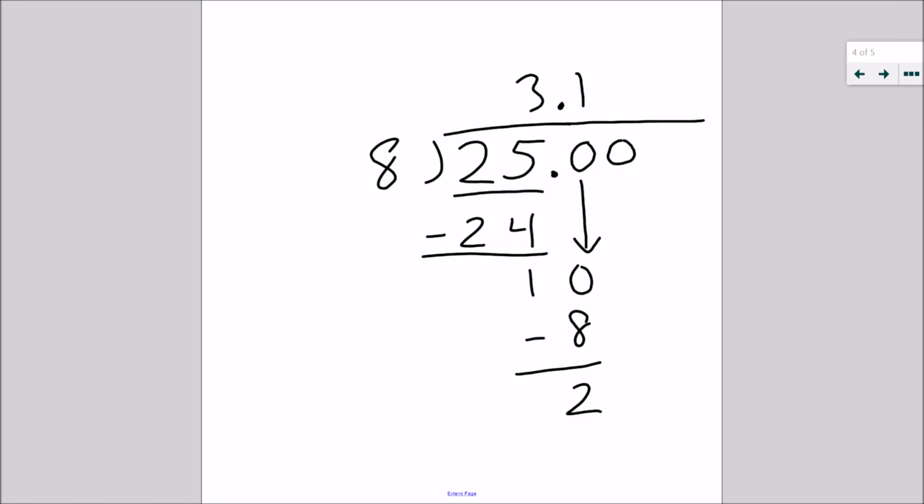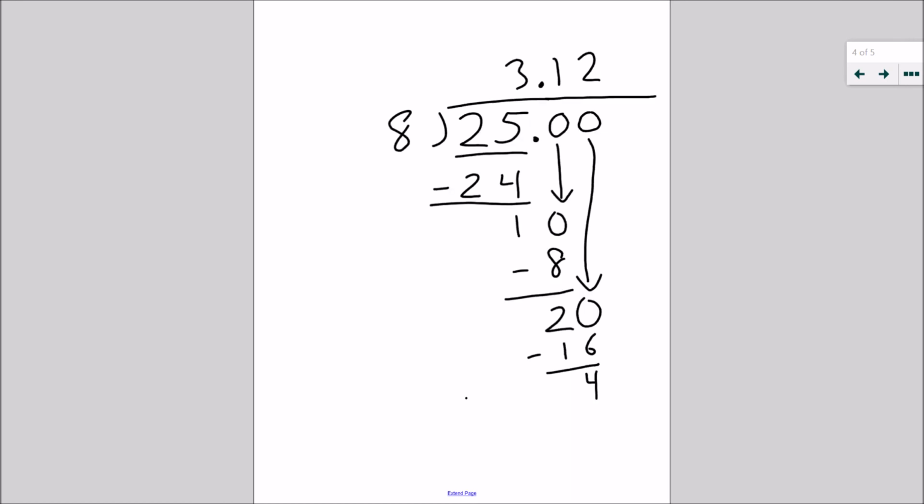20 divided by 8 is 2. 2 times 8 is 16, remainder of 4. Still have a remainder, need another 0. 40 divided by 8 is 5. 5 times 8 is 40. No remainder. I'm done. 25 divided by 8 is 3 and 125 thousandths. Or if I'm being informal, 3.125.